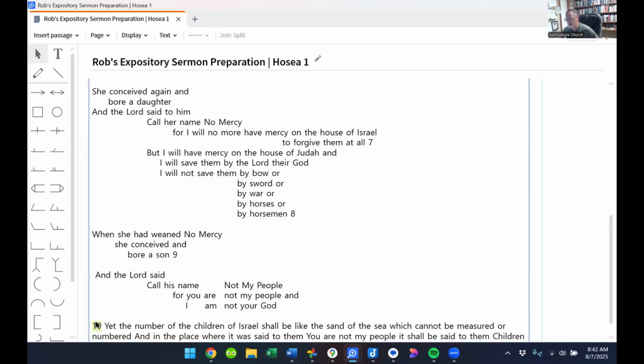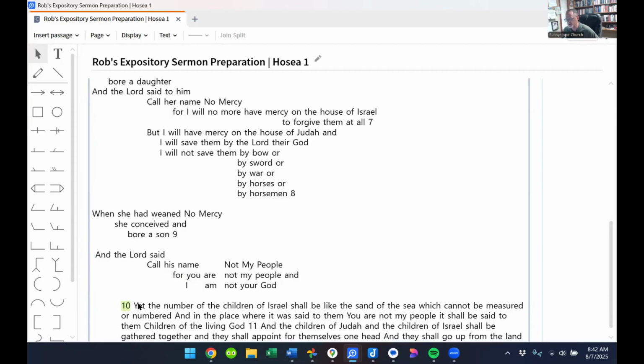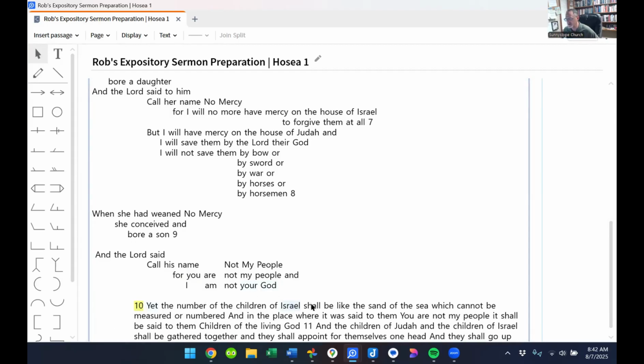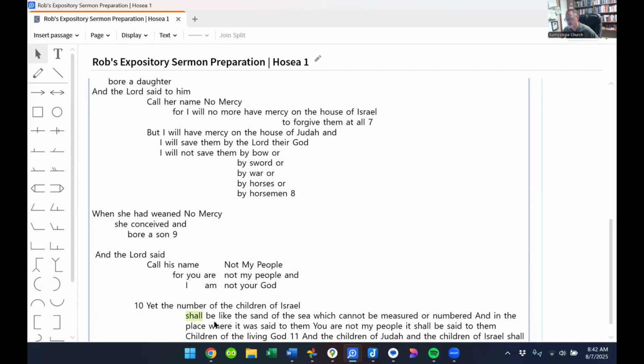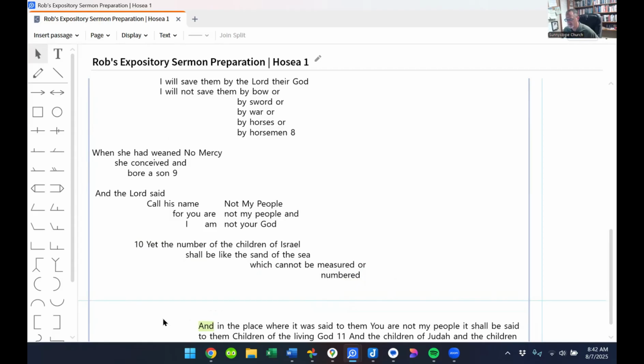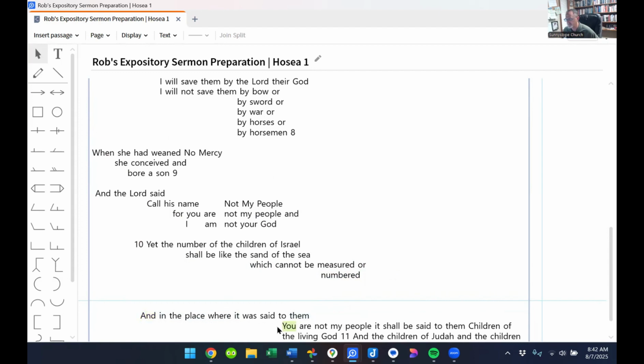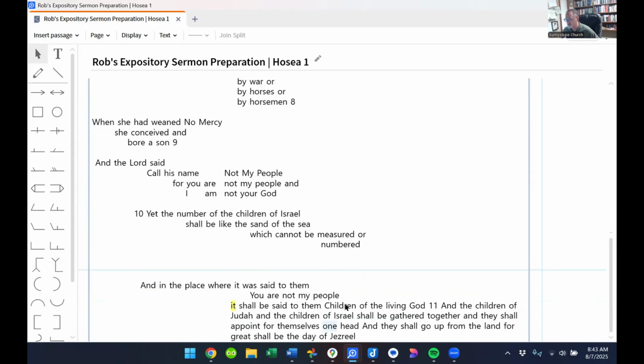Now, we're almost at the end of the text. Yet the number of children, and this is still God speaking, so we should maybe move this over. Yet the number of children of Israel shall be like the sand of the sea, which cannot be measured or numbered. So we'll put measured and numbered next to each other. We're at the end of our page here in the computer program. And in the place where it was said to them, you are not my people, it shall be said to them, children of the living God.